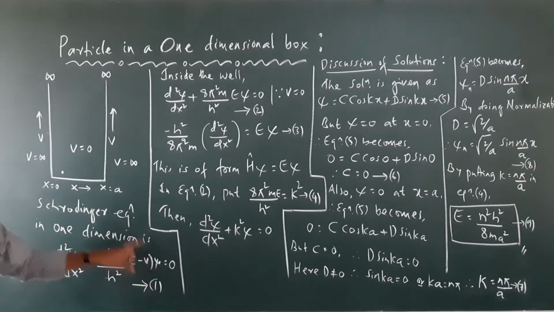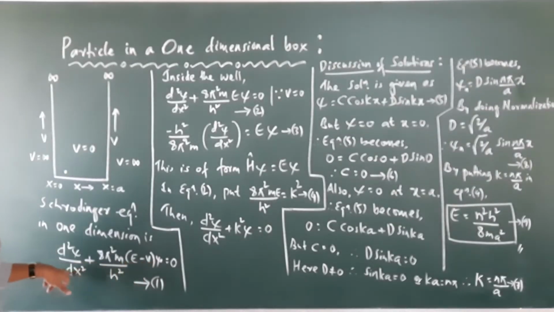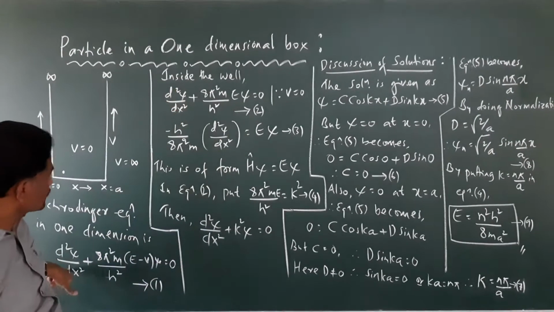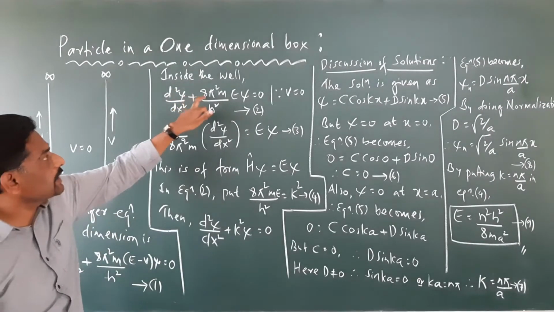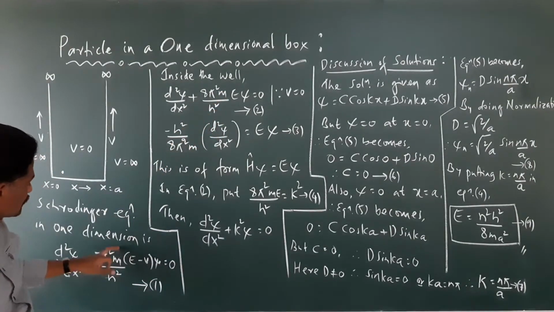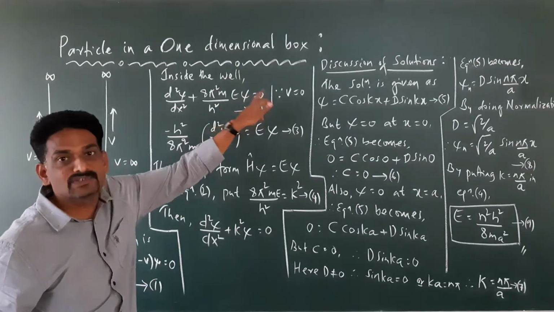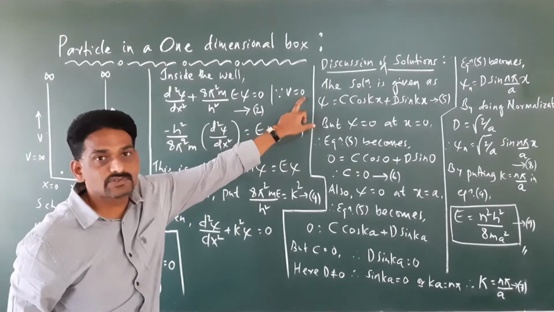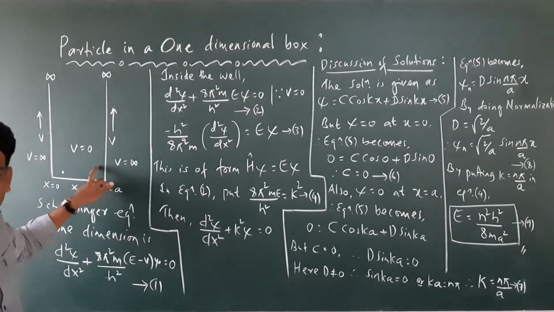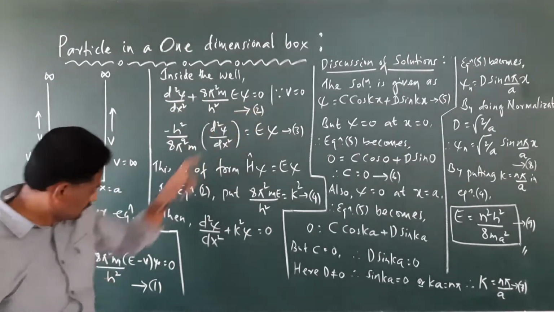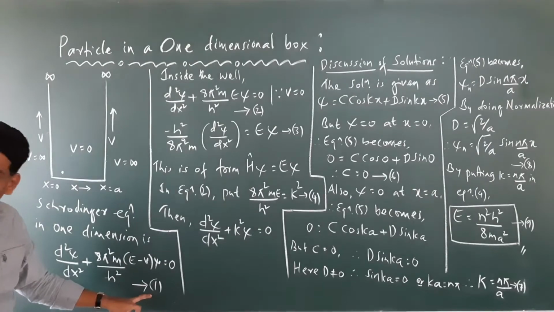So if you substitute V equals to 0 in this Schrodinger equation, what is this going to be? This is going to be d square psi by dx square, this term as it is, plus 8 pi square m by h square, this term as it is, into E psi equals to 0. Why? Because V equals to 0 inside the well, inside the box, right? So we take it as equation number 2, this is equation number 1, right?